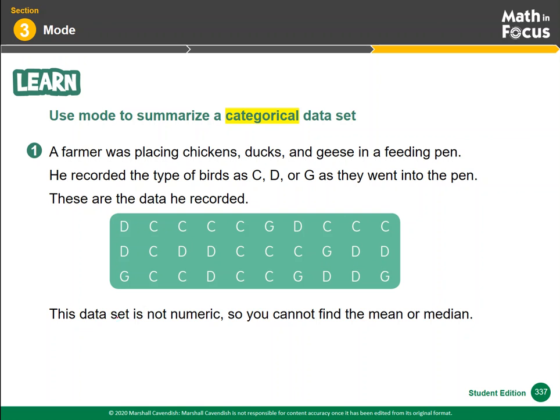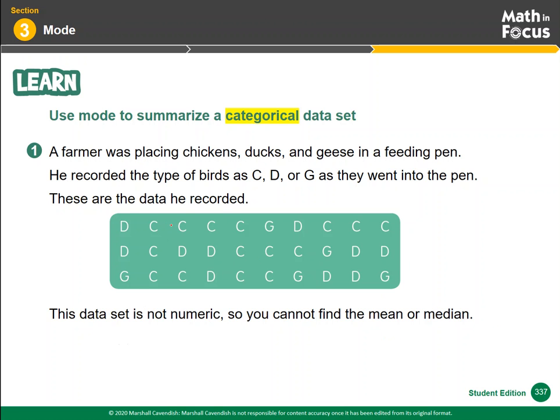So this data set is not numeric, so you cannot find the mean or the median. There are no numbers that I can add together and then find an average for, right? And I can't find in between a data set what the average is, because there's no average between a chicken and a duck, right? You could call it a chuck, I guess. I don't know. All right, so let's go.